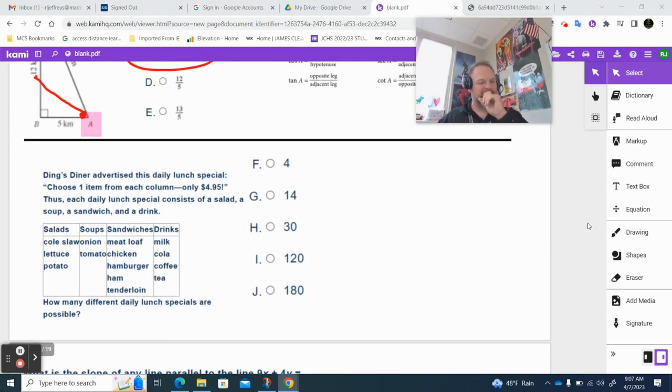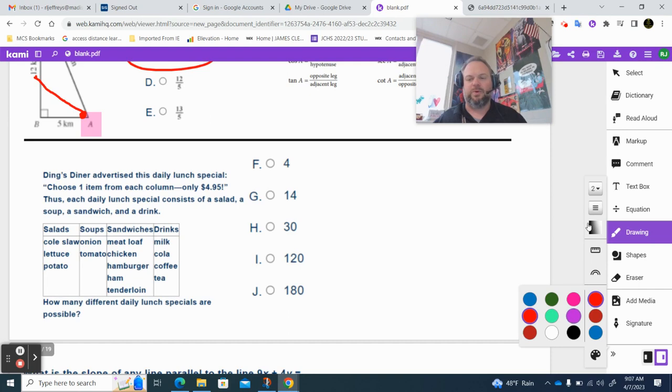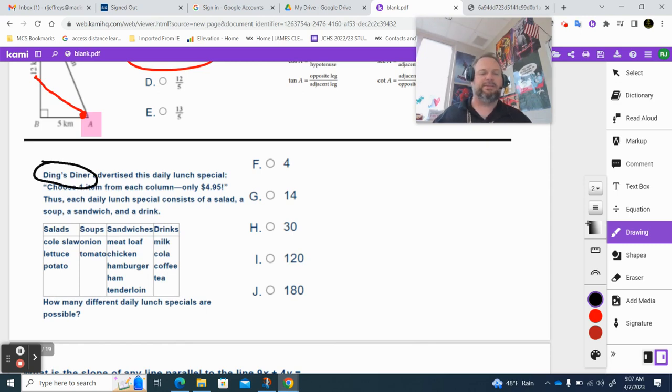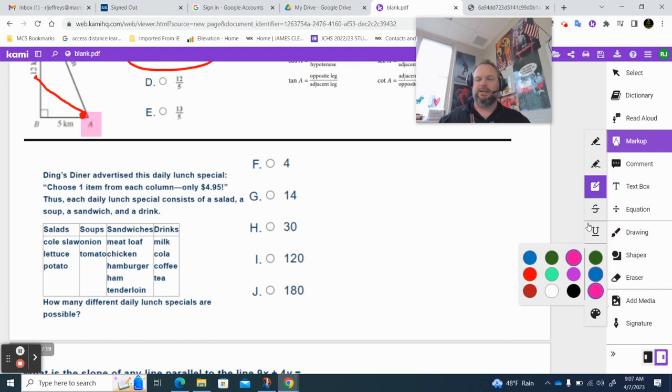All right. Again, word problems. And the main problem with word problems is too many words. I would be stuck on who names their diner Ding's Diner. Really? Ding. I mean, it makes zero sense. And then it says something about a daily lunch special. That's going to make me start getting hungry. But again, we got to find the main parts and actually what it's asking. It says choose one item for each column.